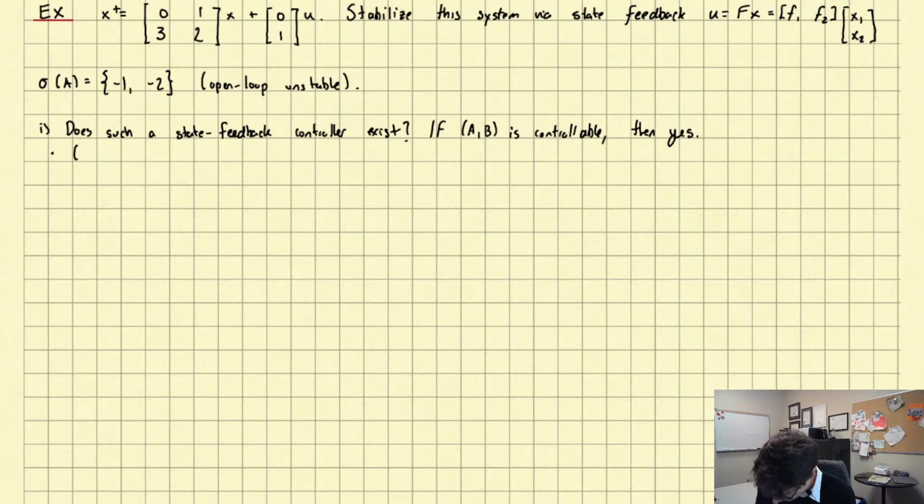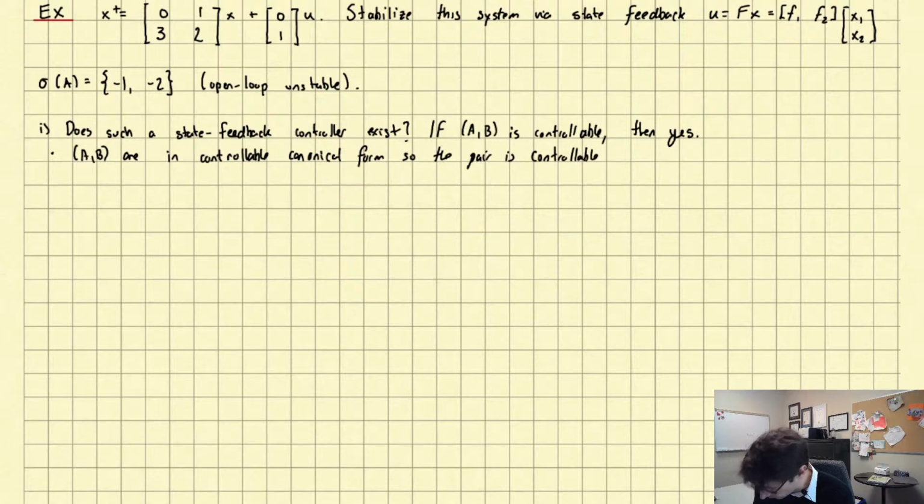So I'll just say A, B are in controllable canonical form, so the pair is controllable. I didn't have a number, so I'll just say, see example from last class. So technically I don't have to check, but I'm going to check anyway. Let's double check.